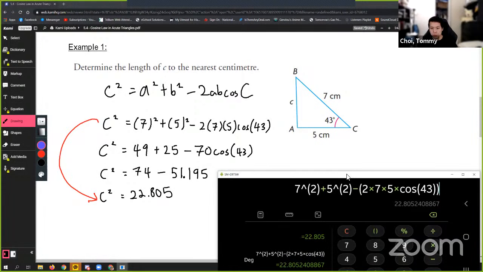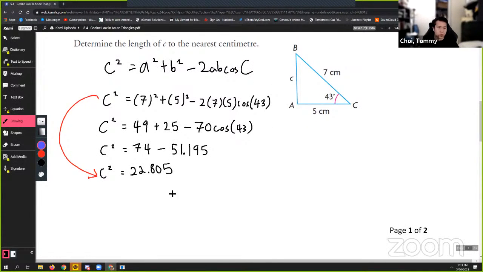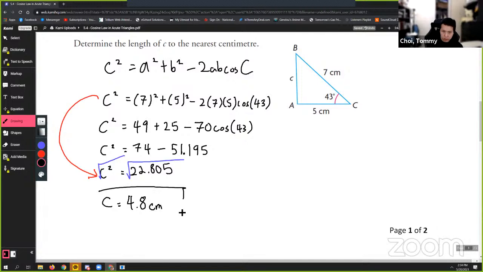I have no complaints. From here, once we get to c squared, we're going to square root both sides, like so. And we're going to get c is equal to the square root of 22.805. That gives us 4.775, which is rounded to 4.8 centimeters. And that would be our final answer.